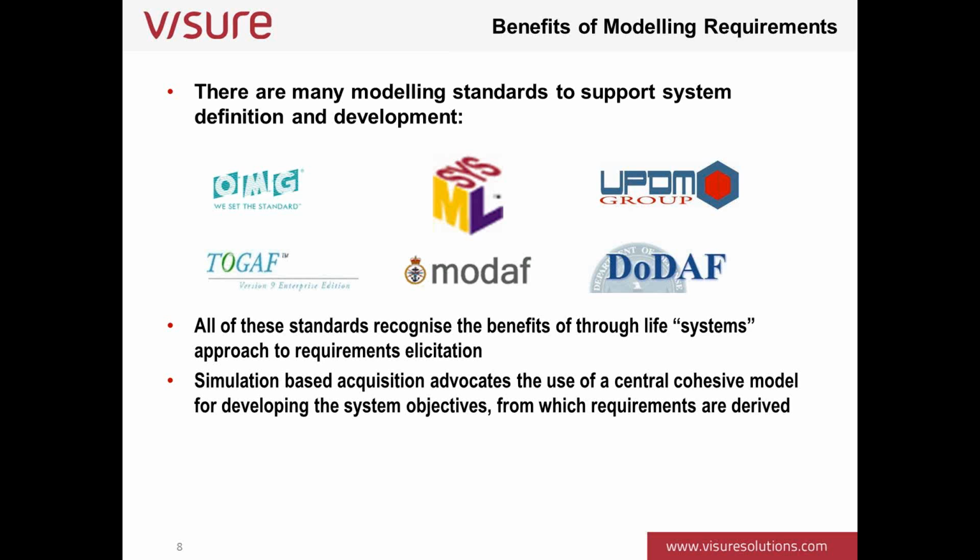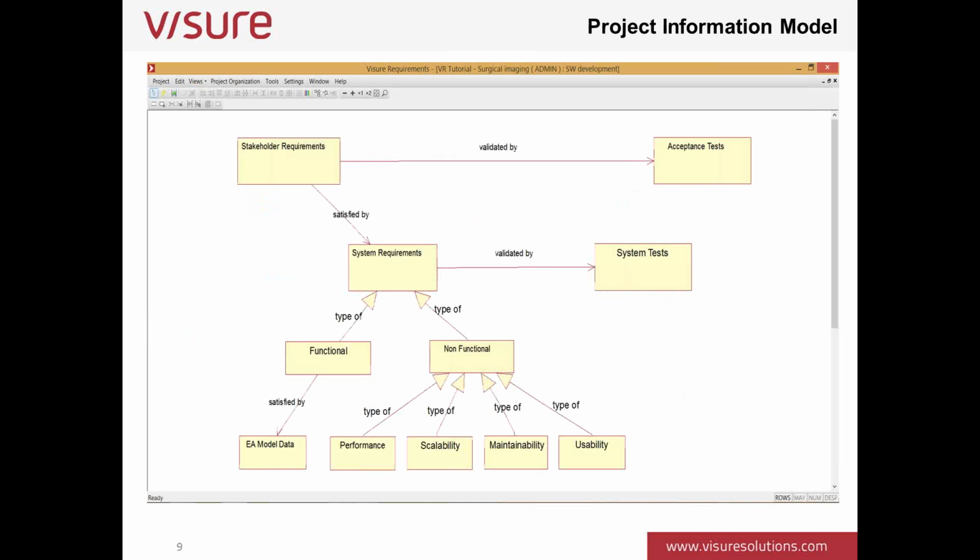So all of these standards recognize the benefits of a through-life system approach to requirements elicitation, and also having a simulation-based acquisition advocates the use of a central cohesive model for developing the system objectives from which the lower level requirements are actually derived, and that's a very powerful vehicle for deriving those lower level requirements. So how do we now start to manage this project information?